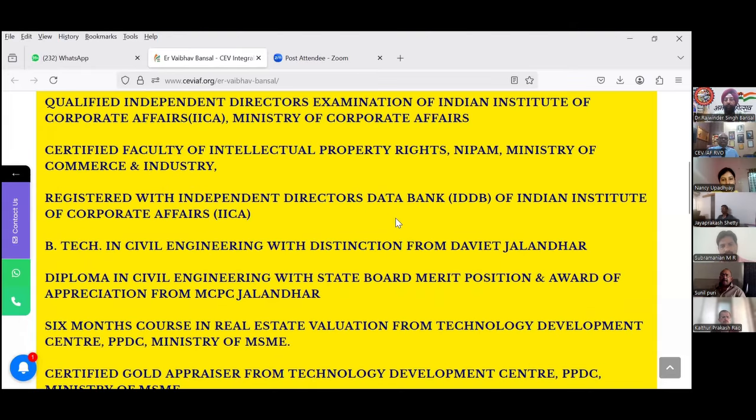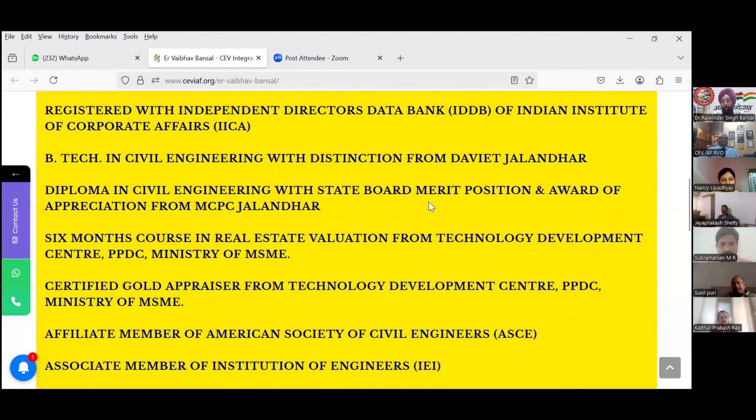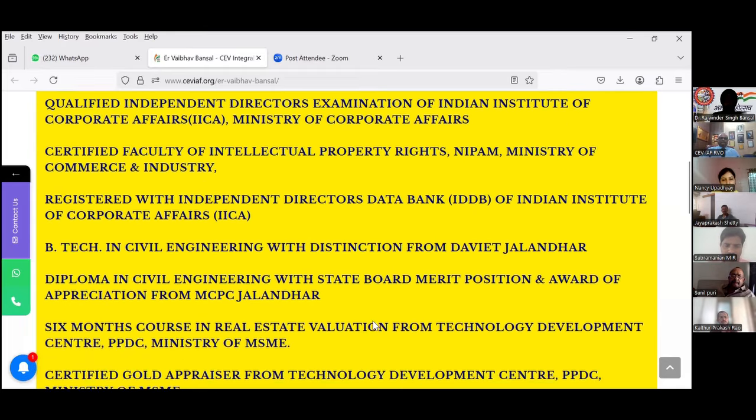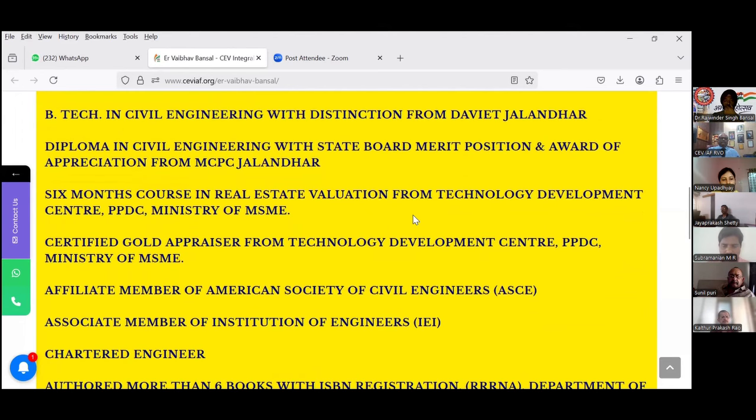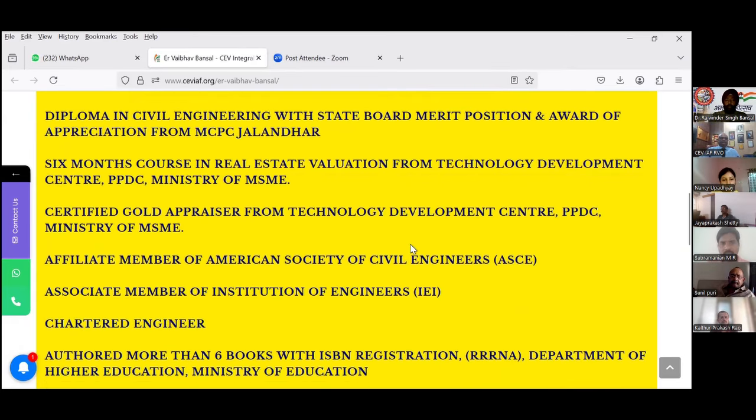He is BTech in Civil Engineering with distinction from Jalandhar. Before that, he has done Diploma in Civil Engineering with State Board merit position and was awarded appreciation from his polytechnic, Meharchand Polytechnic College, Jalandhar. He has also done a 6 months course in Real Estate Valuation from the Technological Development Center, PPDC, Ministry of MSME. He is a certified gold appraiser from the same center.